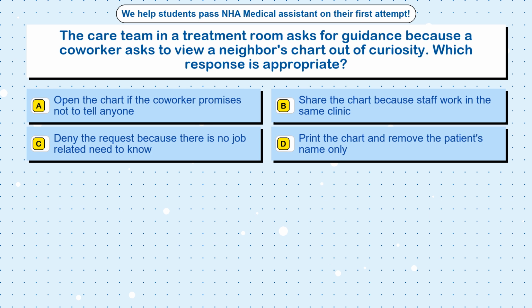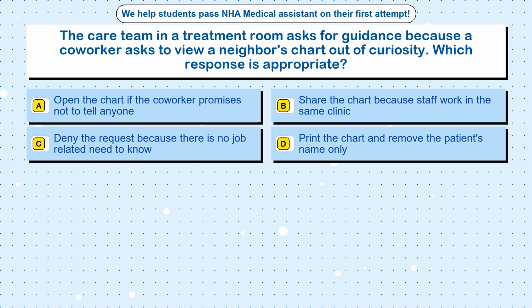Question 32. The care team in a treatment room asks for guidance because a coworker asks to view a neighbor's chart out of curiosity. Which response is appropriate? Option A. Open the chart if the coworker promises not to tell anyone. Option B. Share the chart because staff work in the same clinic. Option C. Deny the request because there is no job-related need to know. Option D.